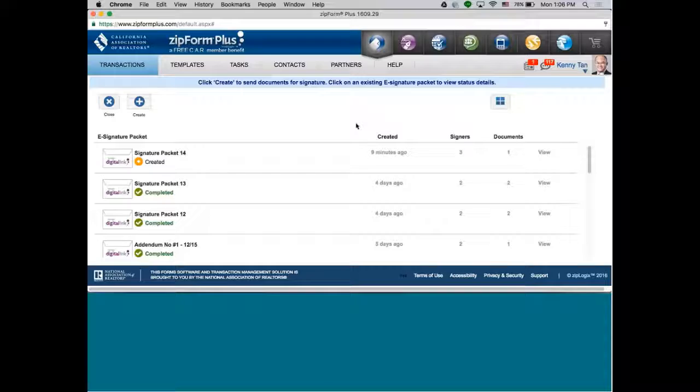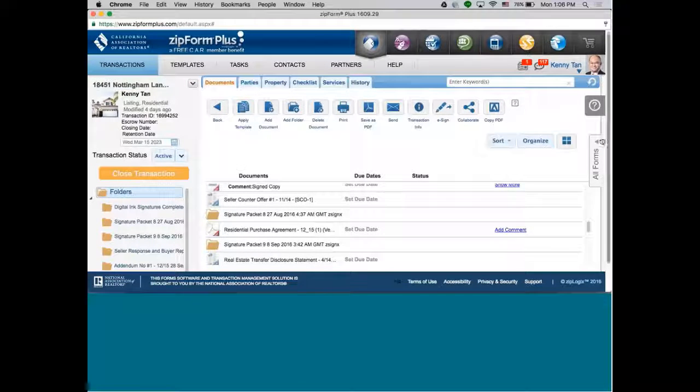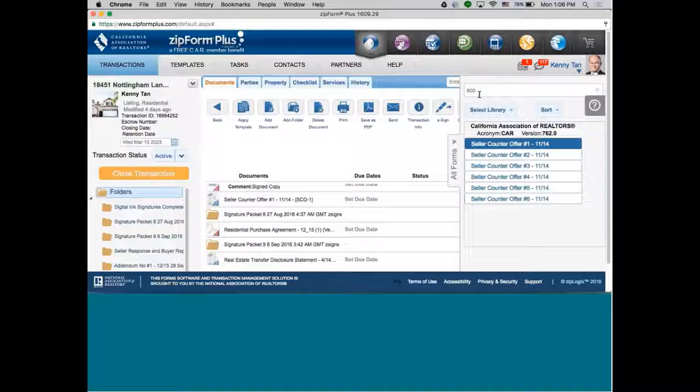Okay. Now I realize we've exceeded the 1 hour mark, so I'm going to quickly show you what a multiple counteroffer looks like. Okay. Now let's look at a multiple counteroffer. Usually, if I'm looking for a form, I just type in the abbreviation. It's a lot easier to look for a form. SMCO, right? Seller multiple counteroffer 1.